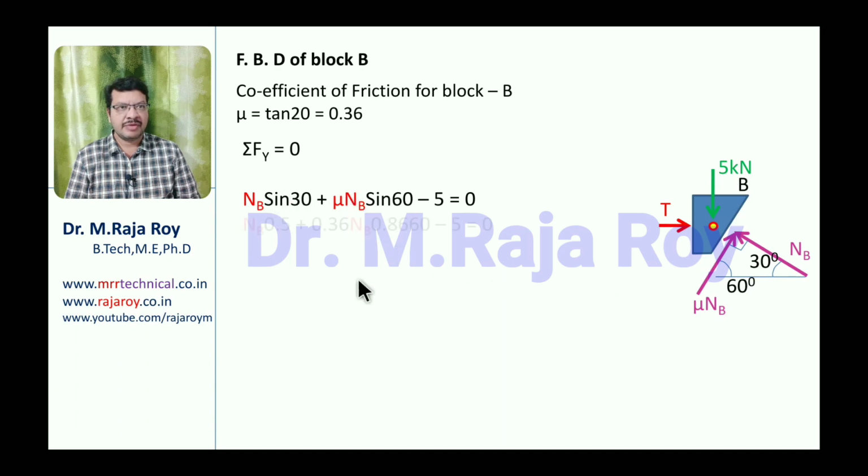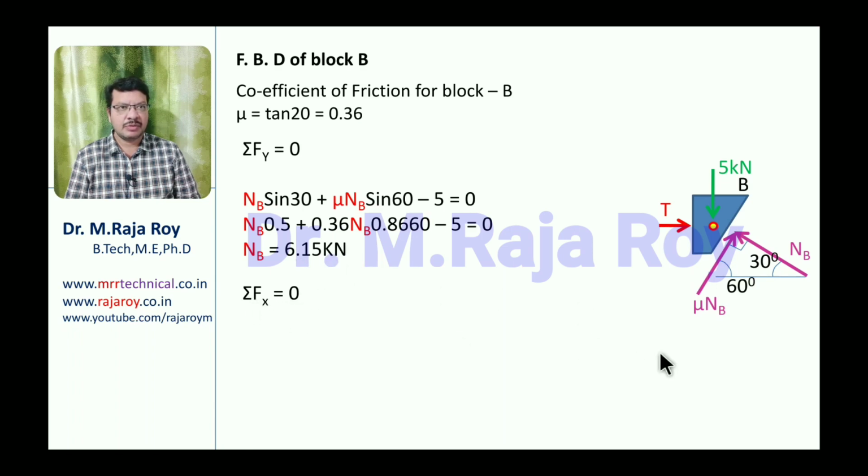That NB value you can find like this. Substitute all the values: sin 30, mu 0.6, sin 60. The only unknown is NB. You just add them, then find the NB value. The NB value equals 6.15 kilonewton.